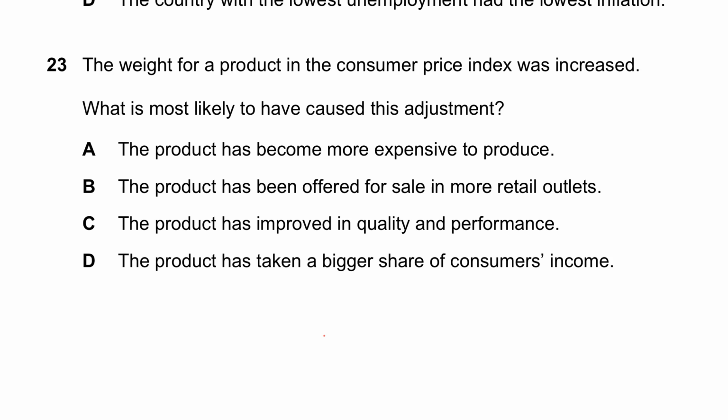Question 23 says the weight for a product in the consumer price index was increased. What is most likely to have caused this adjustment? So, what are weights? Weights are basically the percentages given to different goods according to the proportion of income that is spent on those goods.